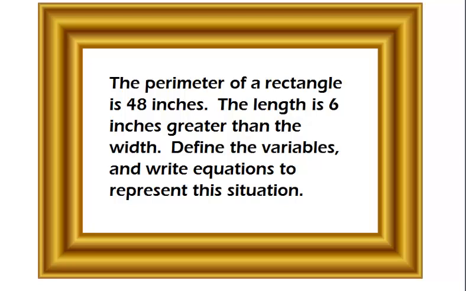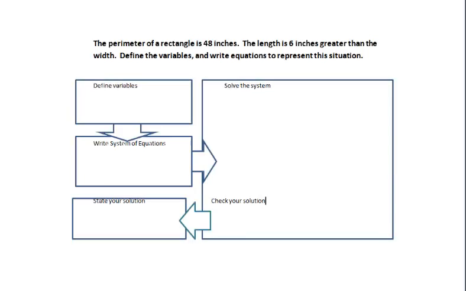The perimeter of a rectangle is 48 inches. The length is 6 inches greater than the width. Define the variables and write equations to represent this situation. Again, we don't have them asking us for anything. That makes it more difficult to define the variables, but it's a great opportunity for you to practice defining variables. So let's get rid of this big one and take a look at the problem and the graphic organizer, because I want you to really get in a habit of that.